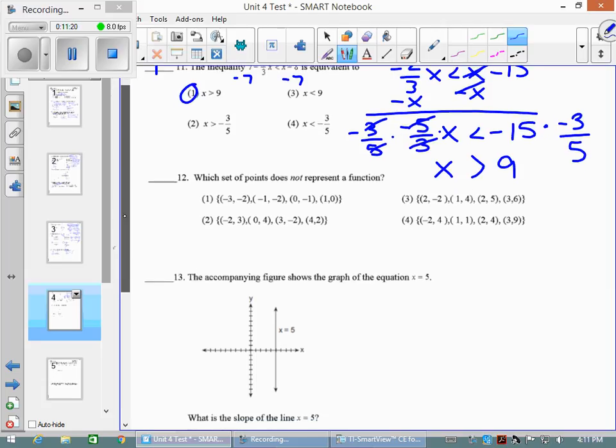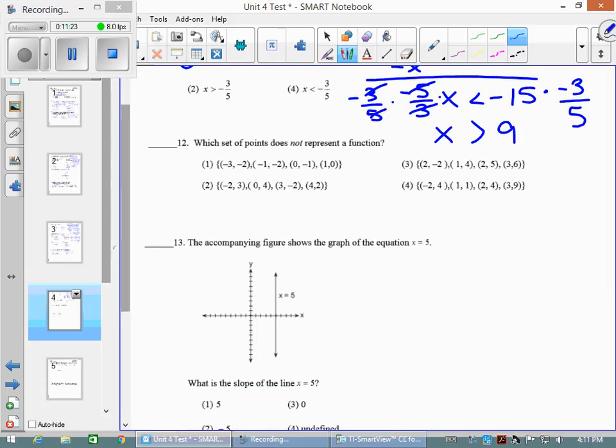Question 12, which set of points does not represent a function? The definition of a function tells me that every x has to have its own unique y. So choice 1, we have negative 3, negative 1, 0, 1. None of the x repeats, so that would be a function. Choice 2, negative 2, 0, 3, and 4. No repeating x's, so that would be a function. Choice 3, 2, 1, 2. Okay, so for 2 being associated with negative 2 and also associated with 5 tells me this is not a function. And again, if we looked at the last choice, every x is not repeating, so that would be a function.